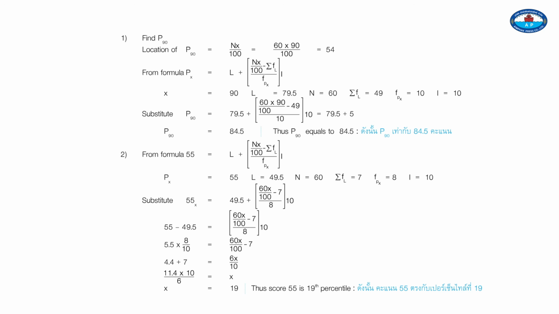2. From the formula, 55 equals L plus ..., Px equals 55, L equals 49.5, N equals 60, the frequency equals 8, I equals 10. Substitute: 55 minus 49.5 equals 5.5, x equals 4.4 plus 7, x equals 19. Thus, score 55 is the 19th percentile.